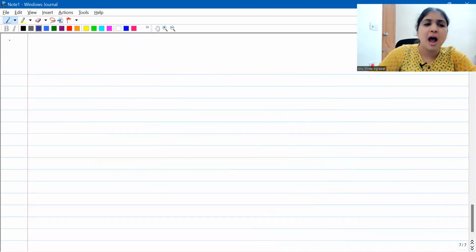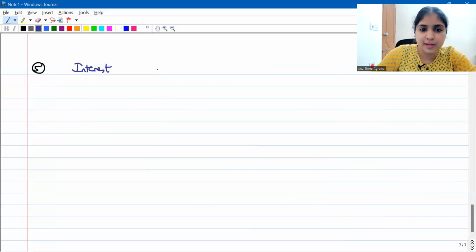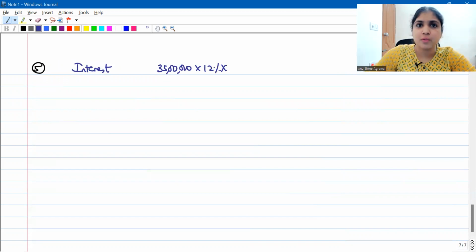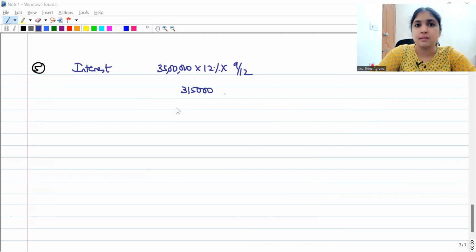So first of all, how much interest has he incurred during the year? On 1st July, the loan was disbursed. The loan amount is 35 lakhs into 12% interest, and since he borrowed the loan only on 1st July, that would be only 9 months. So if you work this out, the total interest which he has incurred during the year would be 3,15,000. They are asking us what are the total interest deductions which are going to be available to him relating to interest.